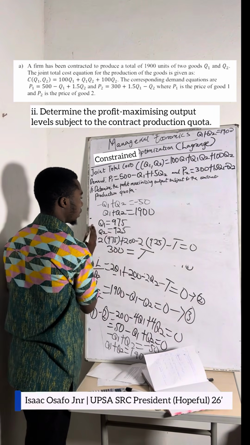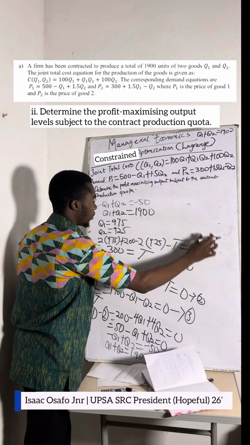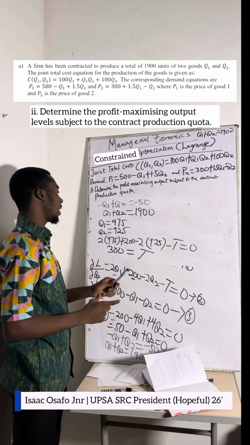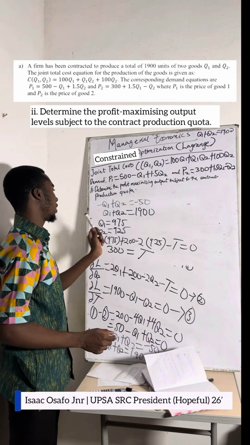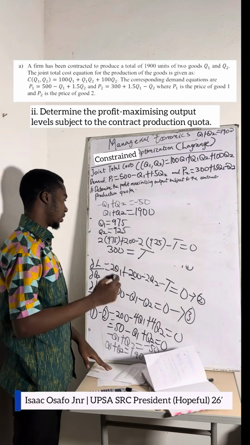So this whole thing will give us 300. Then it's equal to lambda when we cross the equal sign. So it means our lambda is 300. Our K1 is 975 and our K2 is 925.